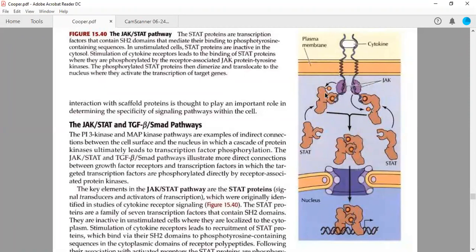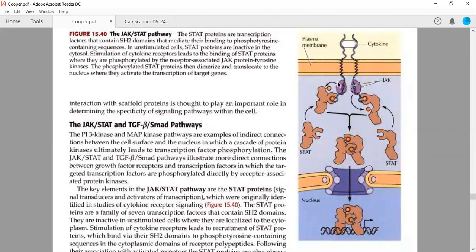Second, it is phosphorylating your STAT proteins. These STAT proteins also have some SH2 domains. With the help of these SH2 domains, they can interact directly with these receptors, so that they will come in close proximity of the Janus kinases.